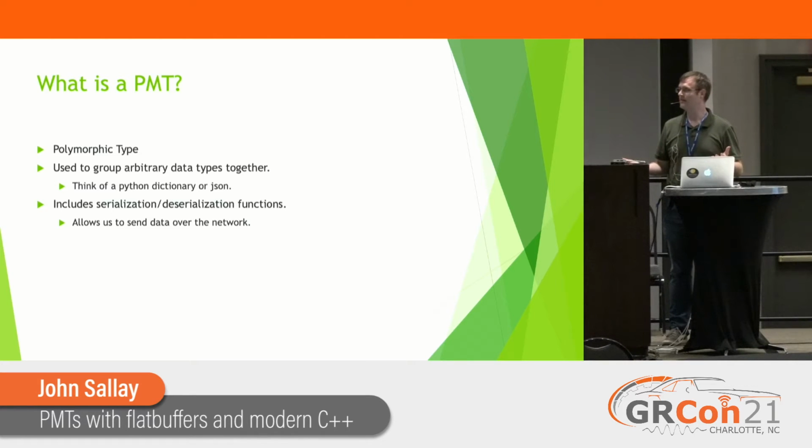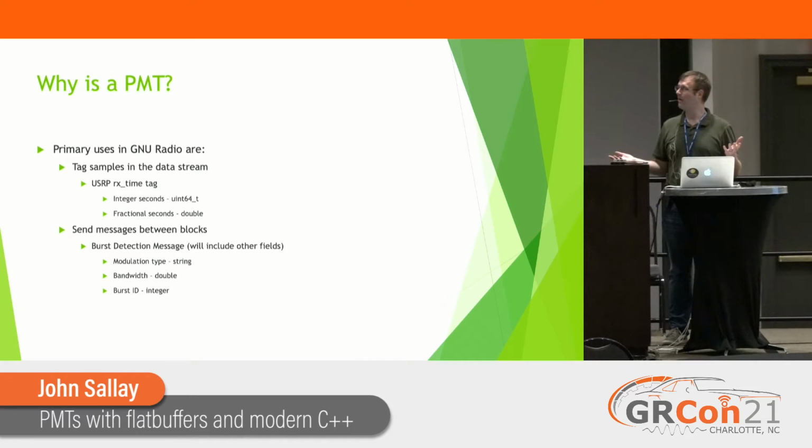So what is a PMT? It's a polymorphic type. Great acronym. It's used to group arbitrary data types together. In C++, everything is strongly typed. So if you were to declare, say, a standard template library map, all of the data in there has to have the same data type. But frequently, we need to be able to support different data types, and that's where the PMT comes in. It's like a Python dictionary or JSON, but it's in C++. It also includes handy serialization and deserialization functions, so we can send data between processes or over the network.